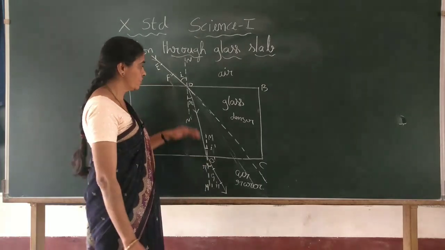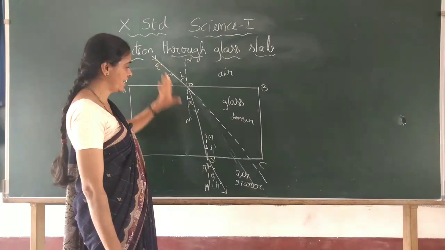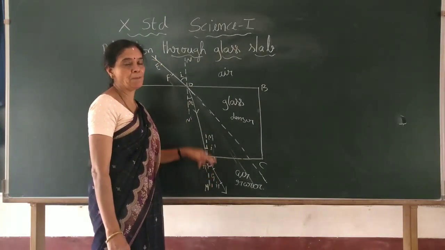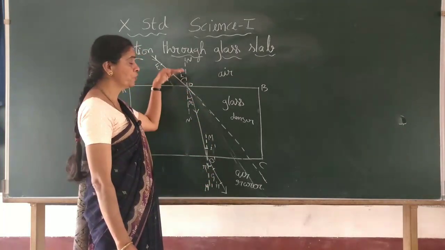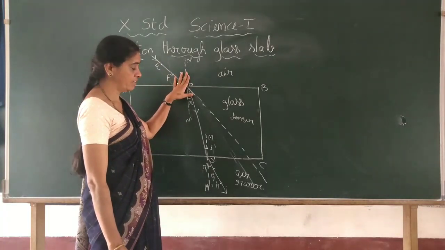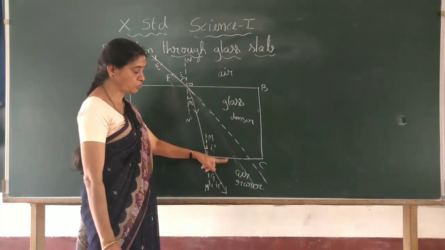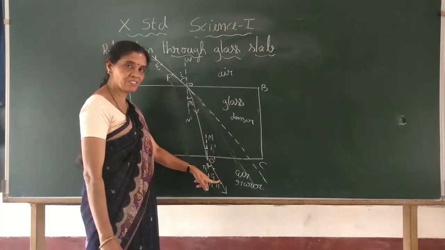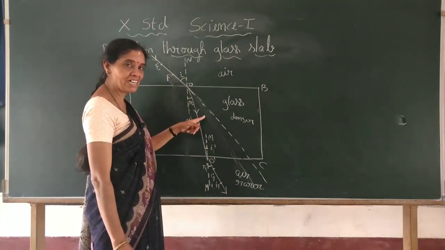Generally in a glass slab we will have an incident ray, a refracted ray, and we call this the emergent ray. It is emerging from the glass slab. Here two times refraction takes place. One time here and the second time here. Here the medium changes and here the medium changes. Air to glass, light will travel. Glass to air, light will travel. Here light is traveling from rarer medium to denser medium.